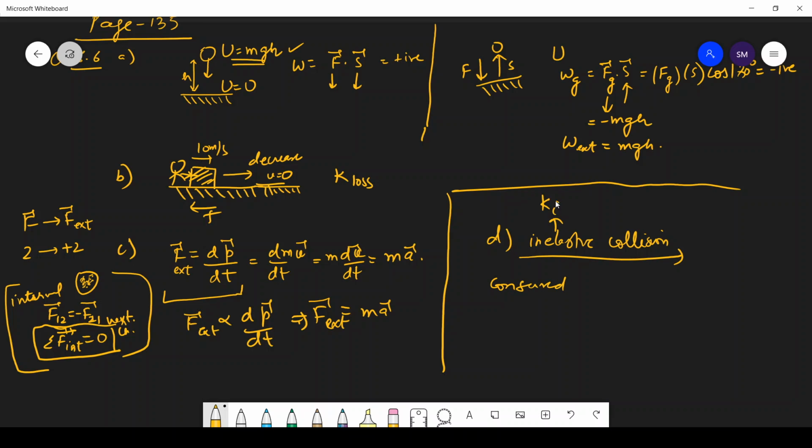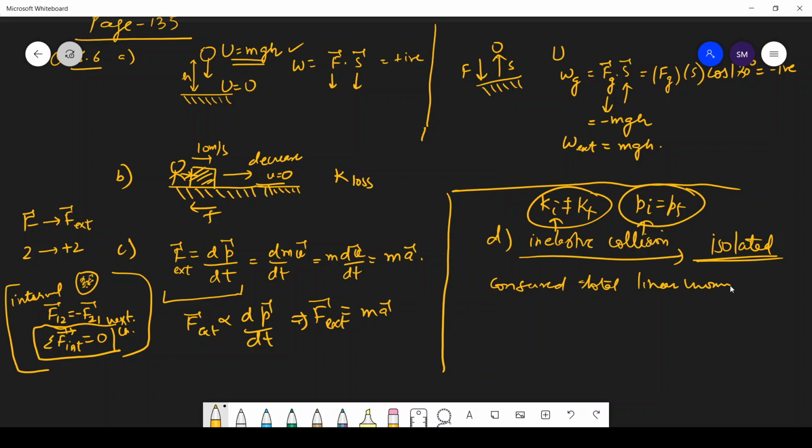The word inelastic itself means that initial kinetic energy is not equal to final kinetic energy. This is the meaning of inelastic. What is the meaning of collision? Collision means momentum is conserved. And we are assuming that the system is isolated. So what is conserved here? Total linear momentum. Yes, total linear momentum is conserved. Obviously, kinetic energy is not conserved.